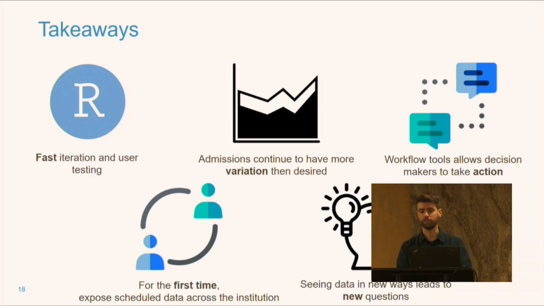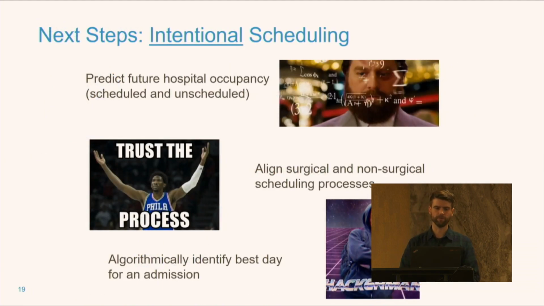And to that end, the next steps here are really about intentionally scheduling things. To do that, we think we need to be able to predict some sense of the future hospital occupancy, both the scheduled and the emergent population. We need to align all the scheduling processes, which are very different between surgical and non-surgical. And then we think if we can do all of that, we can almost provide a recommendation system to the schedulers for the quote best day to schedule that admission from an operations point of view.